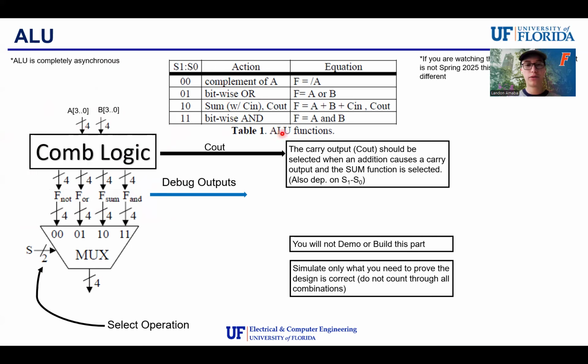So if you look at this table, table one, labeled ALU functions, you basically have four different combinations controlled by S1 through S0. So that iterates through 0, 0 through 1, 1. And the action that that takes. So for example, when S1 and S0 are both 0, you're going to be taking a complement of A. If it's 0, 1, you'll do a bitwise OR, A or B. So this is the action. This is the equation that describes the action.